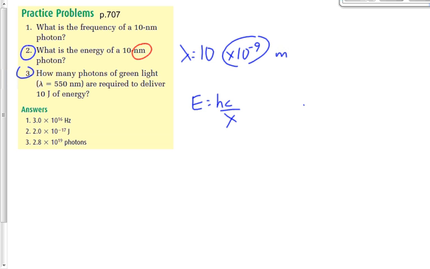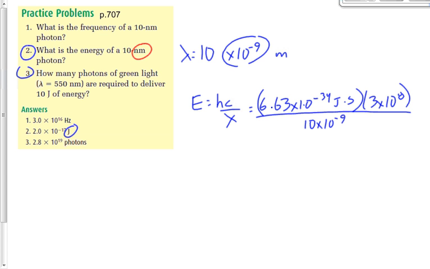What value of Planck's constant do you want to use? Really, we could use whatever we wanted, because it doesn't specify what our answer should be in. But if we look at our answers here, they've got an answer in joules. Let's use the 6.63 value only because it gives us an answer in joules. So we multiply those together and divide by 10 times 10 to the minus 9. We should get 2.0 times 10 to the minus, is that 17? Yeah.